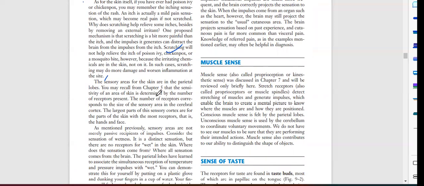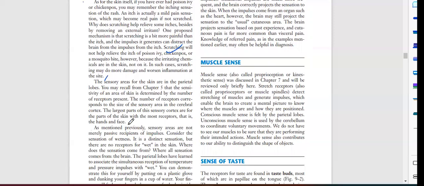The sensory areas for the skin are the parietal lobe. You may recall the chapter 5. The sensitivity activity of any area of skin is determined by the number of receptors present. The number of receptors corresponds to the size of the sensory area in the cerebral cortex. The largest part of the sensory cortex is for the parts of the skin with the most receptors, that is the hand and the face.